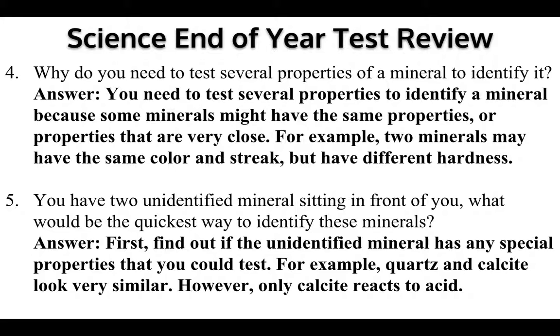Magnetite. Magnetite is attracted to magnets. So if a magnet sticks to a mineral, you know you have magnetite. So special properties are the quickest and the best way to quickly identify unidentified minerals.